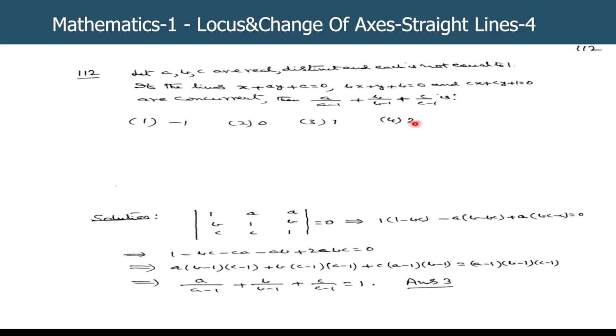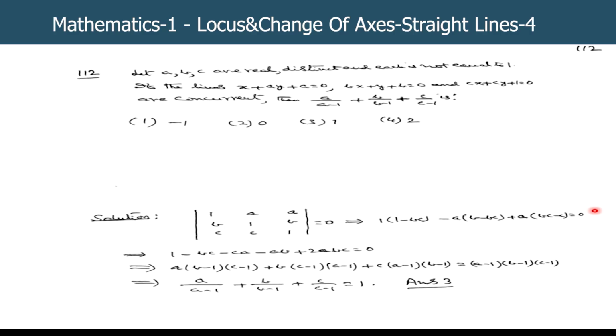And here, you apply the condition for concurrence of lines. That means the determinant with rows 1, a, a; b, 1, b; c, c, 1 equals 0. That implies 1 into 1 minus bc, minus a into b minus bc, plus a into bc minus c equal to 0, which gives that 1 minus bc minus ca minus ab plus 2abc is equal to 0.